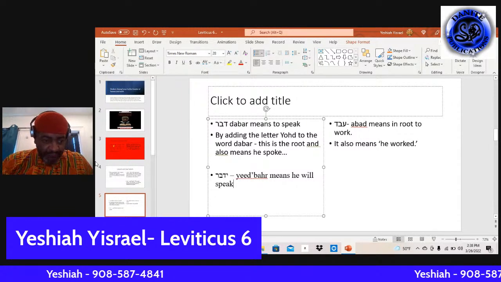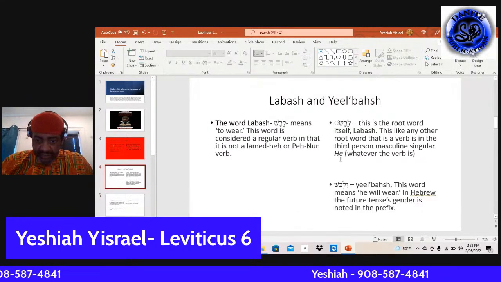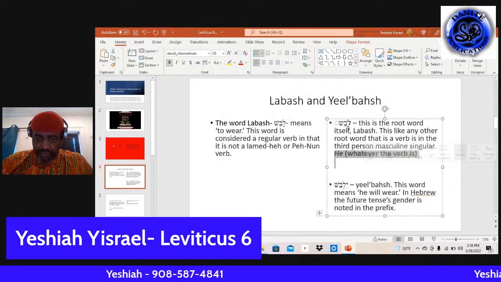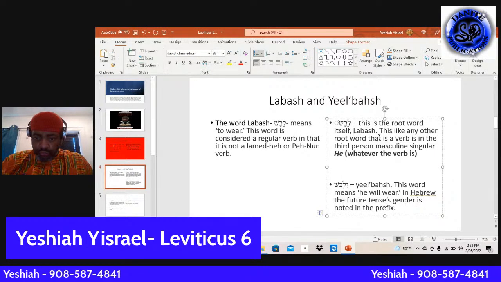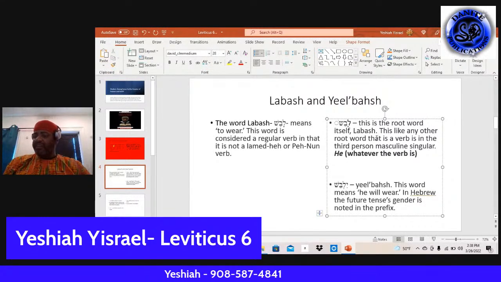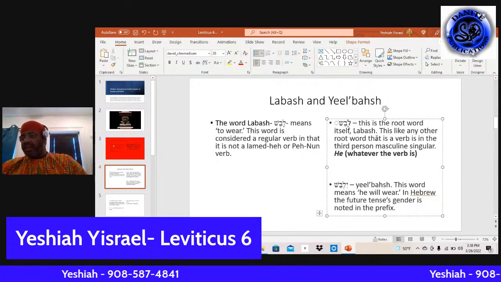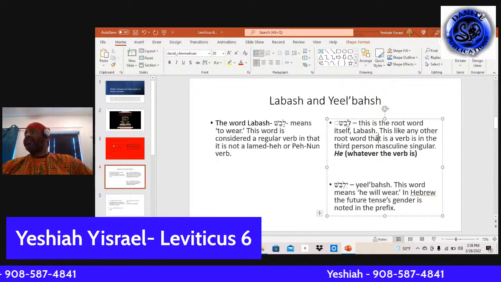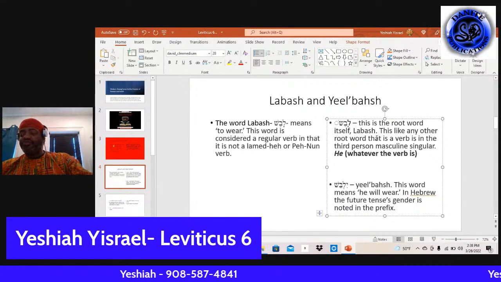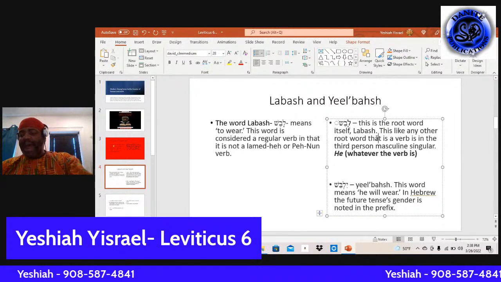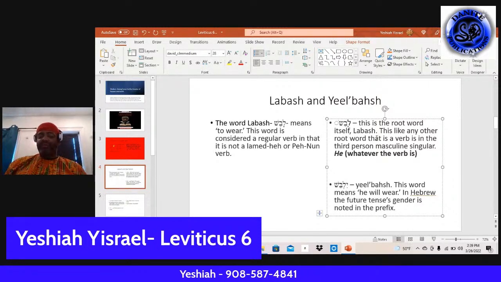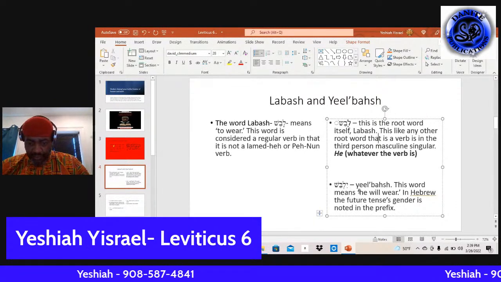Now, one of the things we want to emphasize in this case is the part here that says he, whatever the verb is. All right. So this is the root word itself, labash. So had it been abad, rakats, meaning to wash, dabar, meaning to speak. You have the word, brothers and sisters, qara, meaning to read. Whatever that is, when you deal with this root, is also in the third person masculine singular. So this third person masculine is he, whatever it is. So that's what we want to point out. Now we have here the word yilbash.